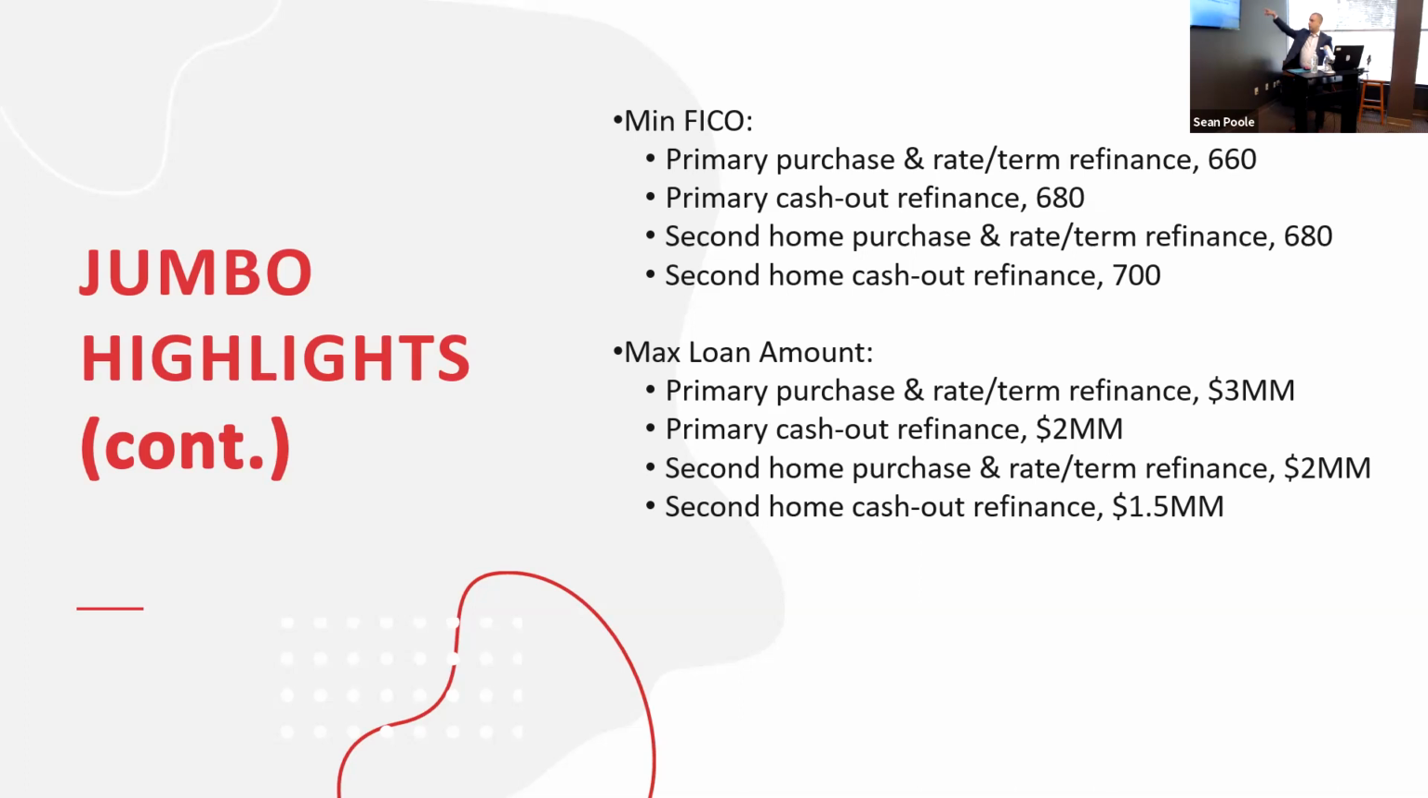And of course, you have lower limits based on buying second homes and things like that. Sean, can you explain what the difference is between a FICO score and Credit Karma and all this other stuff? What do lenders want to see, the FICO score or Credit Karma?